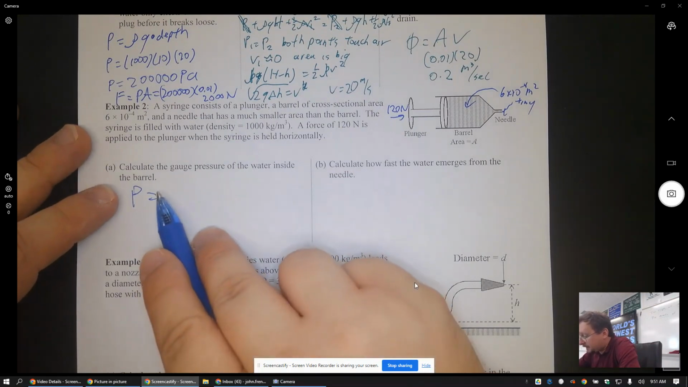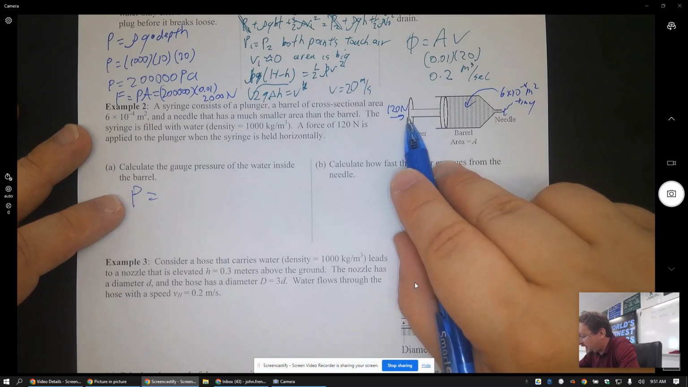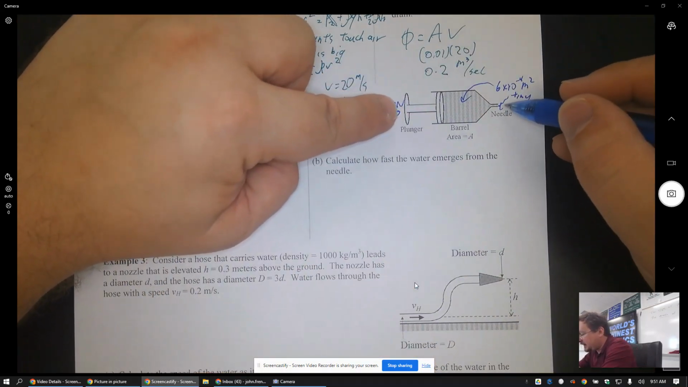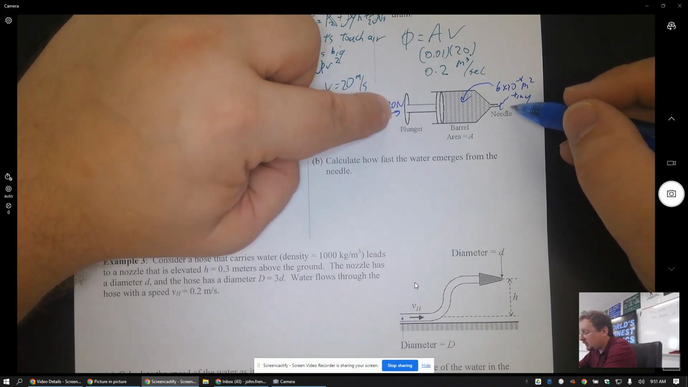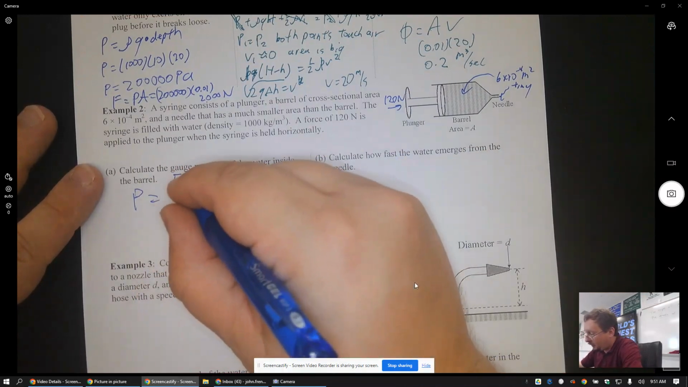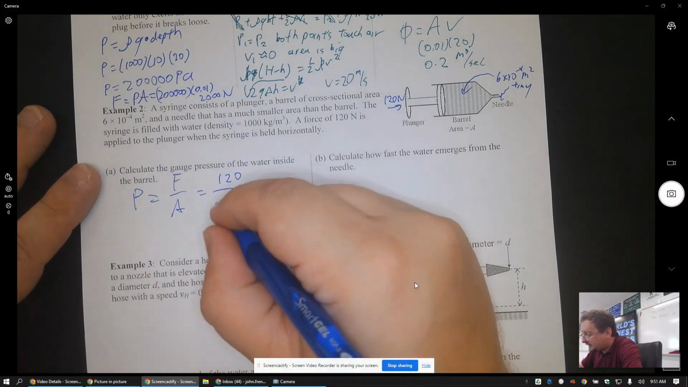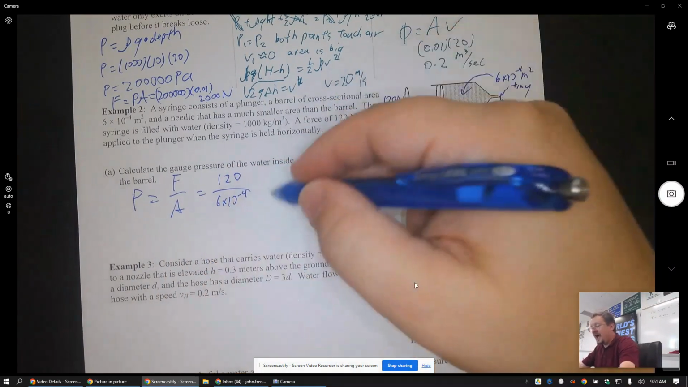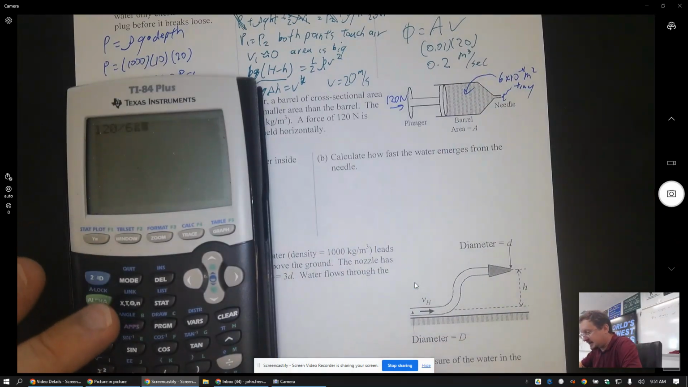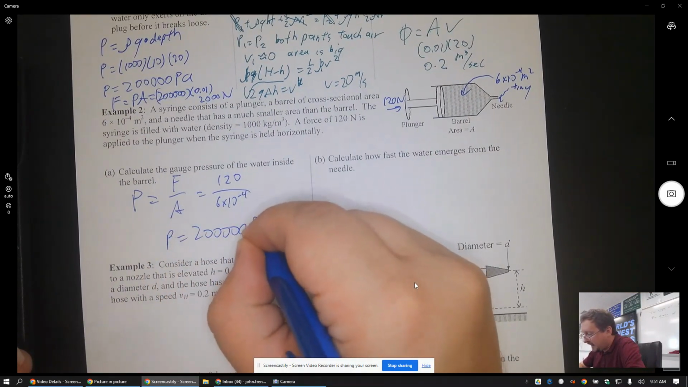Okay, so the pressure is only the force applied, not counting the air. The reason I want gauge pressure is because the air is pushing on both the needle and the plunger, so the air pressure on one side and the air pressure on the other cancel out. But the pressure applied by the force of 120 newtons over the area, 120 newtons over 6 times 10 to the negative 4, is not canceled out by anything on the other side. So I do 120 divided by 6e negative 4, and that is a pressure of 200,000 pascals.